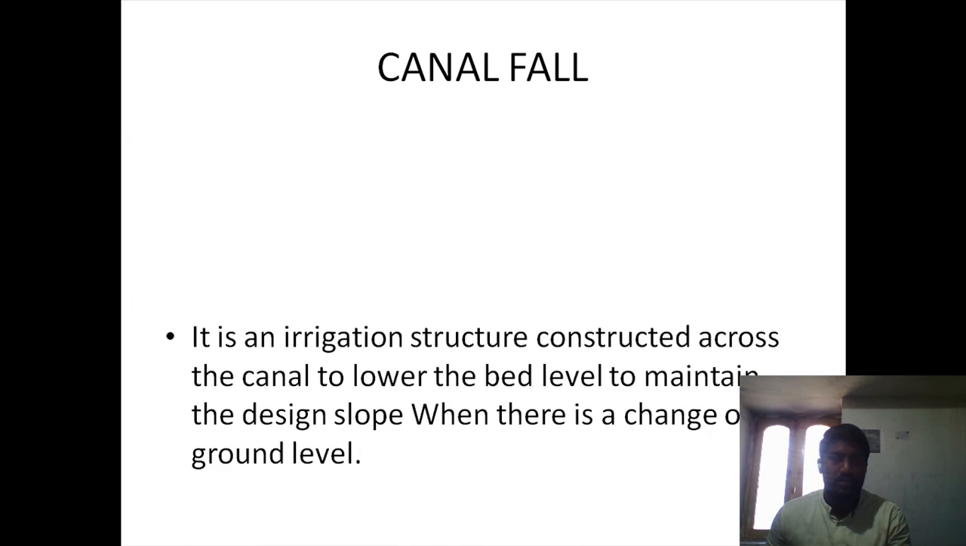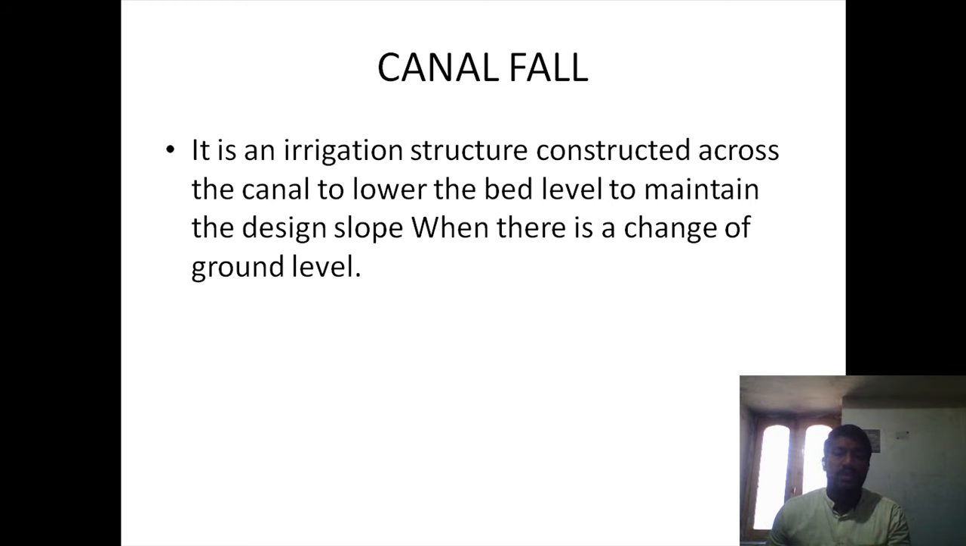Canal fall. A designed irrigation structure constructed across the canal to lower the bed level and maintain the design slope when there is a change of ground level, which is the surface of water coming from the upstream side. Otherwise there is no bed level to maintain the design slope, and the water comes directly from the upstream side to the downstream side.